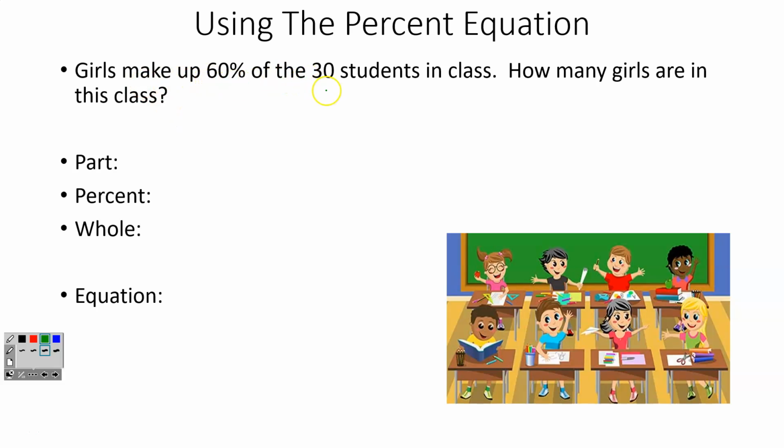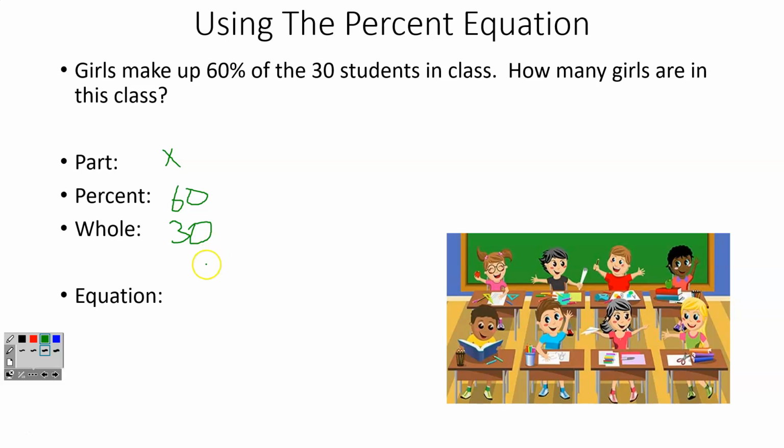Girls make up 60% of the 30 students in class. How many girls are in this class? So what's my part? Well, the part is going to be the girls, but it doesn't tell me, so that's going to be my x. My percent is 60. The whole, that's the total number of students, which was 30.